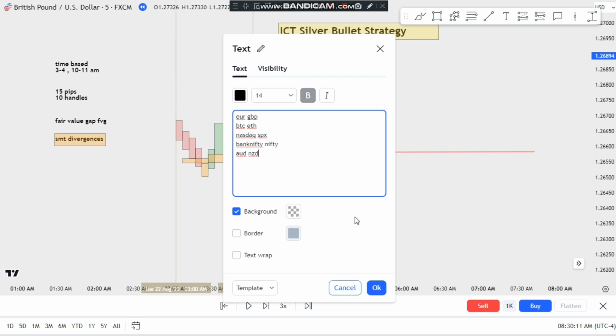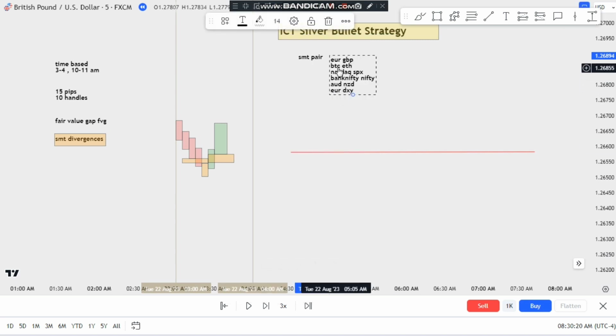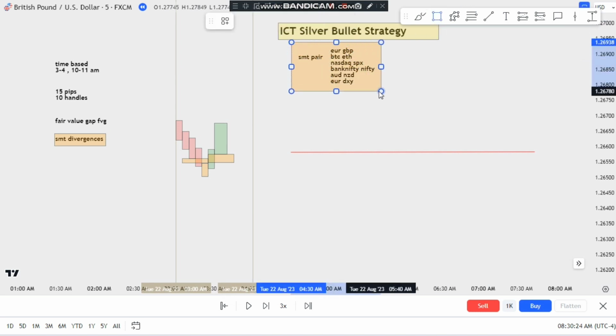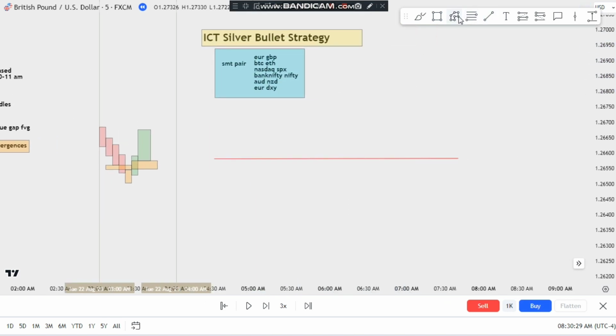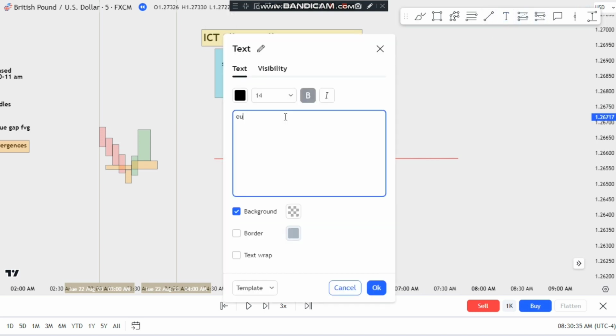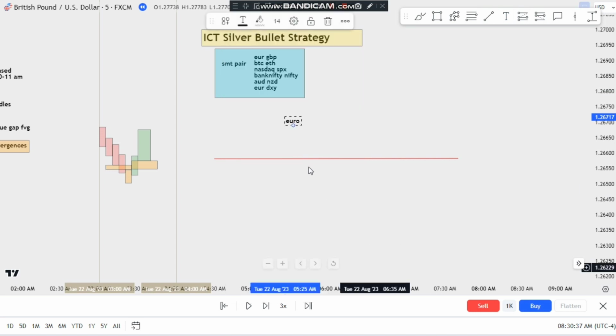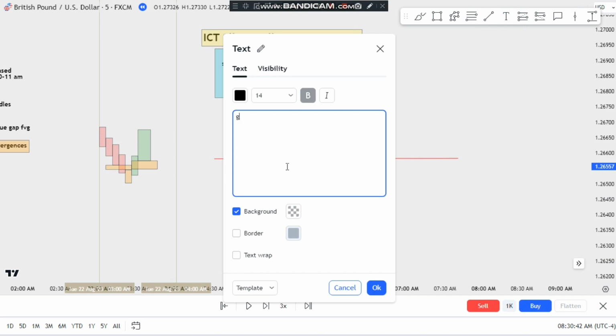There are also some pairs which are inversely related, like euro and DXY. If the price of euro goes up, the DXY goes down. So there are these SMT pairs. Now how can you trade using the SMT divergence? Let's suppose we have euro here. This is the example of the euro. And below this line, this is the GBP.